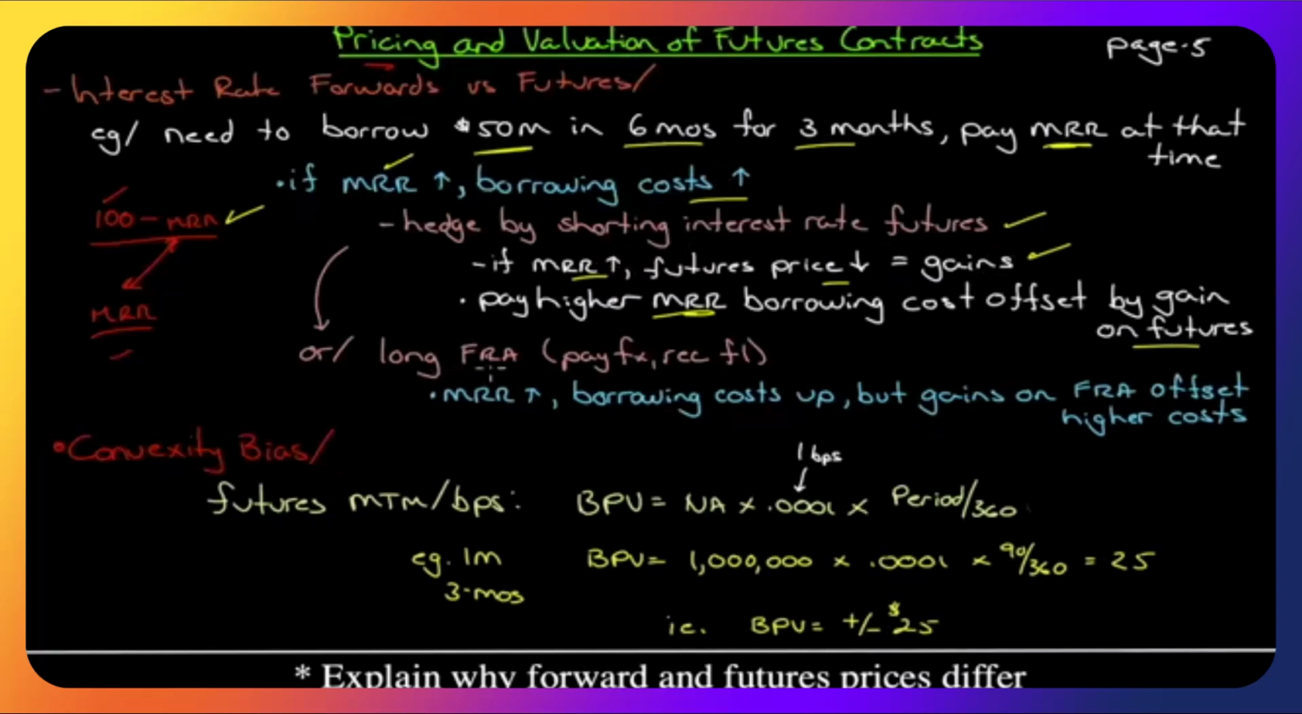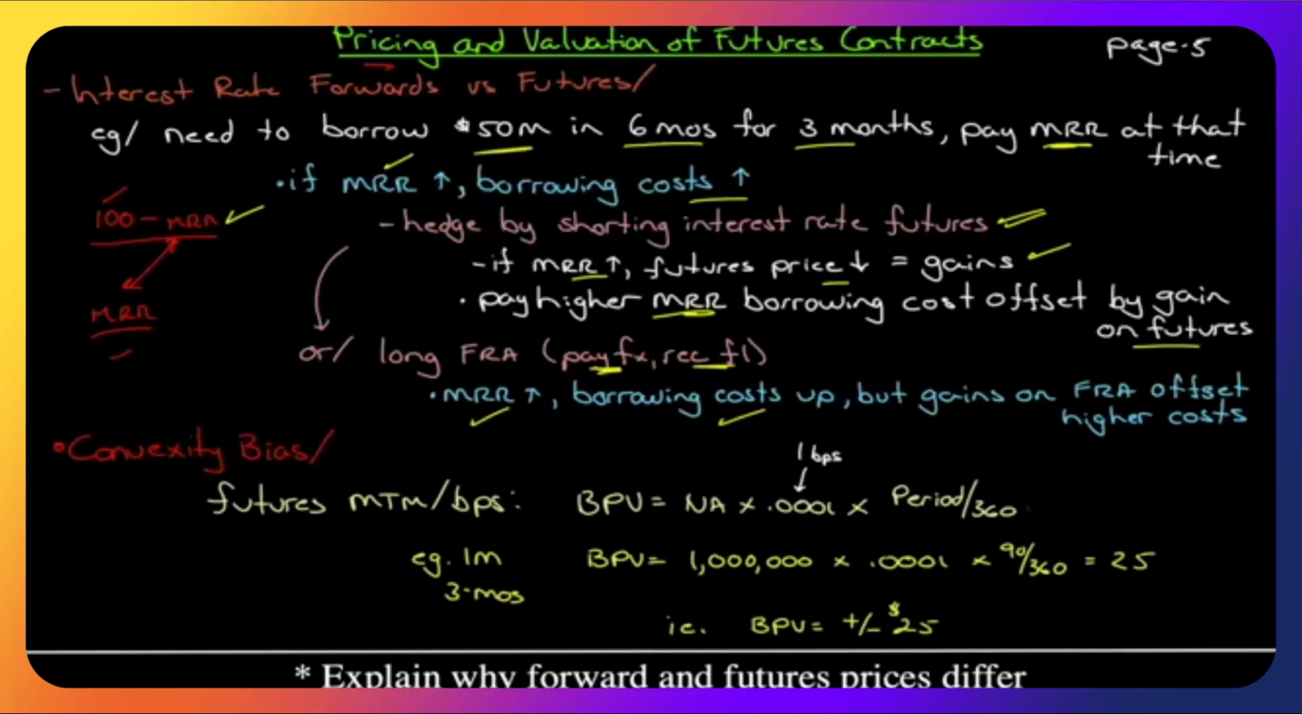Let's go long the FRA here, and that is a pay fixed, receive floating. If interest rates go up, your borrowing costs go up, but you have gains on the FRA because you're going to be receiving the higher rate. You're going to pay the fixed rate, receive the higher rate. The difference between these two is the same as the difference between where you shorted the index and where it ended up.